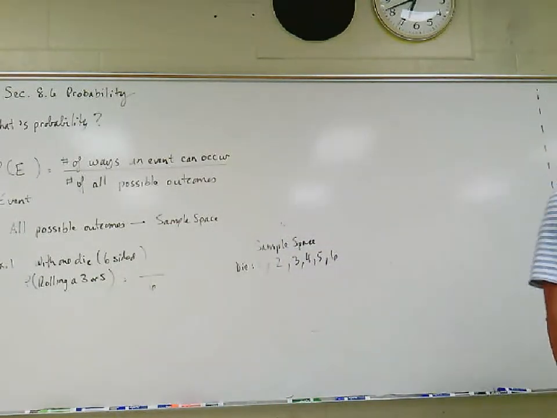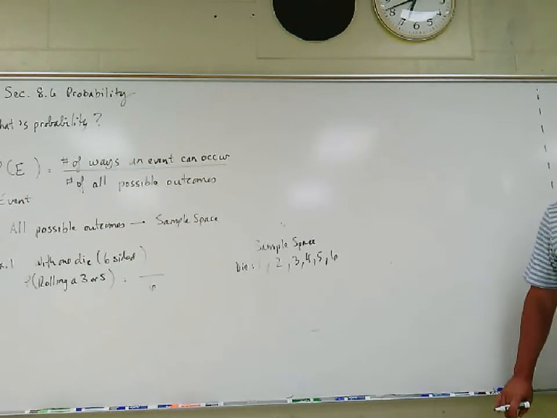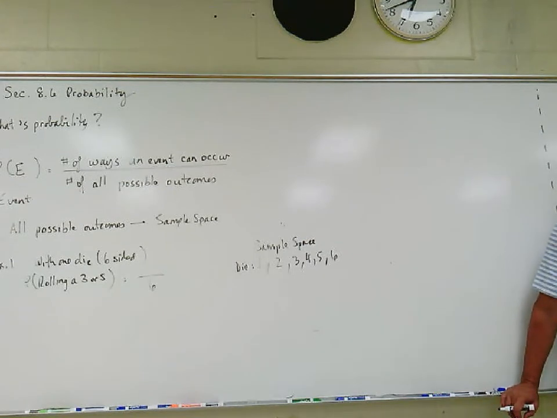What's the matter? Die is technically singular. One die. Dice is plural. We're only rolling one die, because if it's a pair of dice, then it's a different sample space. Yeah, it's only one die. Learn something new every day.